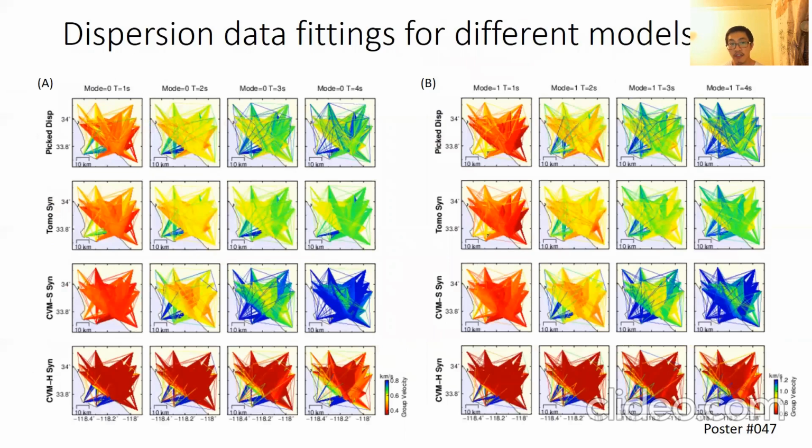In terms of the directly picked dispersion data, we forward simulate the group velocities for different ray paths and compare them of different models against the directly picked dispersion curves. We see that the synthetics from our tomographic model well predict the dispersion data, while the CVM-S synthetics over-predict it, and CVM-H synthetics under-predict them. This suggests that our model provides much better fittings to this new rich dataset.